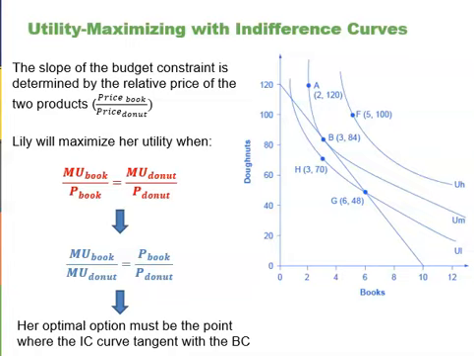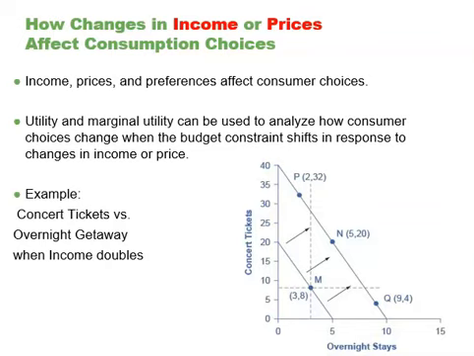The combinations of books and donuts at points H and G are affordable because they are below or on the budget constraint. However, they both belong to a lower indifference curve, which represents a lower utility level or happiness than point B. Just as we can use utility and marginal utility to discuss making consumer choices along a budget constraint, we can also use these ideas to think about how consumer choices change when the budget constraint shifts in response to changes in income or price.